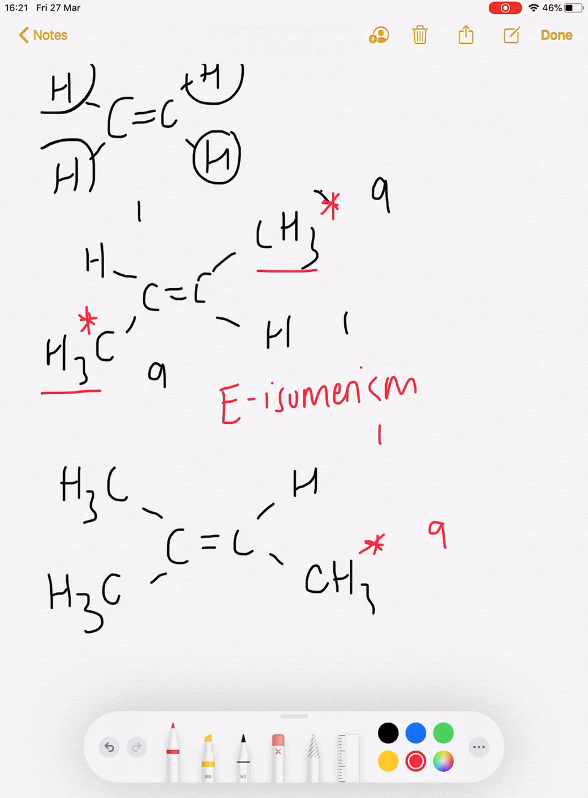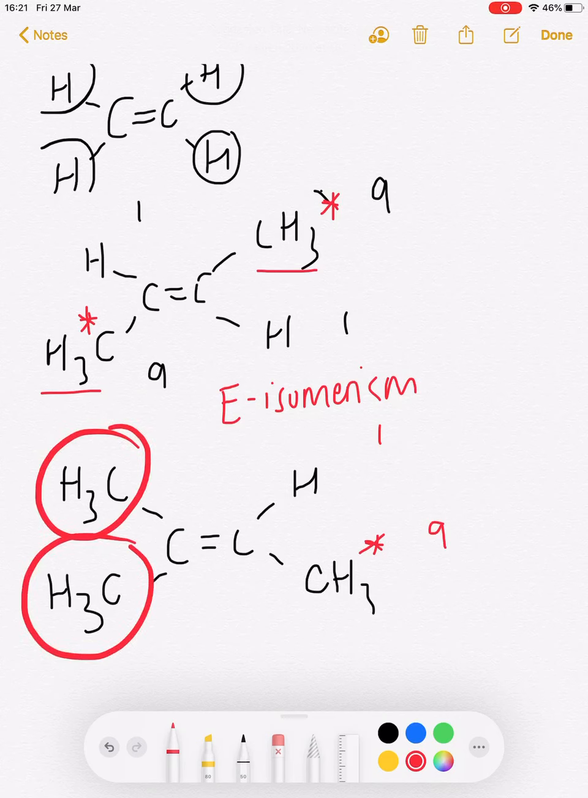If we now switch over to the left-hand side, we've got a CH3 and a CH3. We've got an atomic number of 9 and another atomic number of 9. If they have the same total atomic number, there can't be a difference in priority. And if there isn't a difference in priority, that means there is no EZ isomerism.